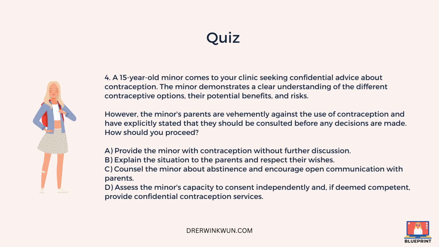Let's do another quiz. So you've got a 15-year-old minor who comes to your clinic seeking confidential advice about contraception. The minor demonstrates clear understanding of the different contraceptive options, their potential benefits and risks. However, the minor's parents are vehemently against the use of contraception and have explicitly stated they should be consulted before any decisions are made. How should you proceed? So we've got D's, a lot of D's. That's effectively the answer. Well done.